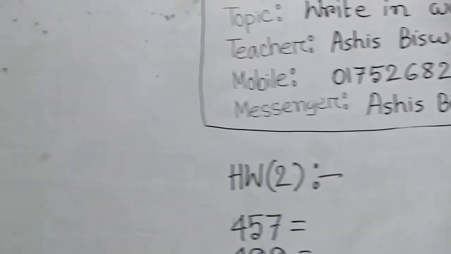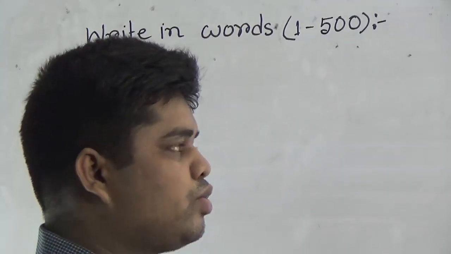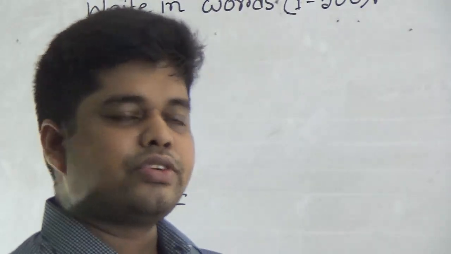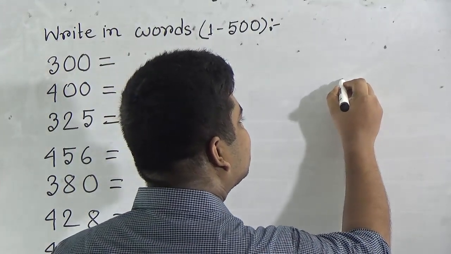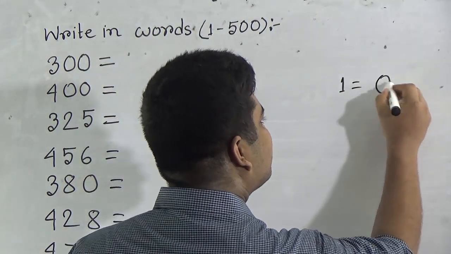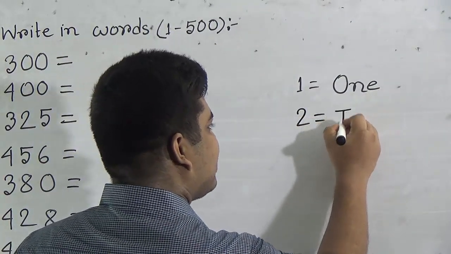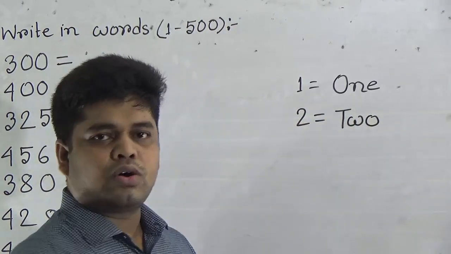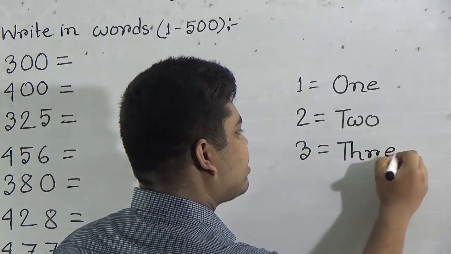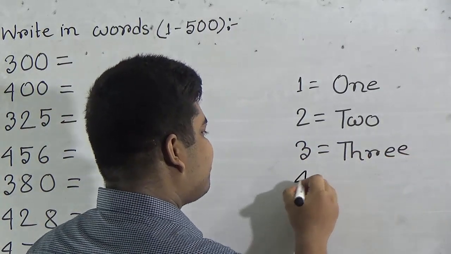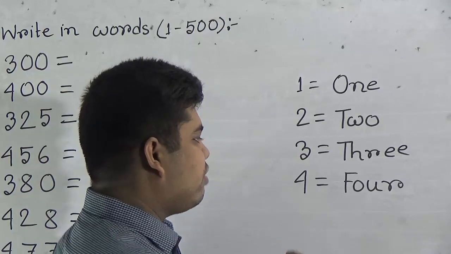Before starting our class, we need to know the spelling of 1, 2, 3, 4, 5 up to 9. So, let us start. What is the spelling of 1? The spelling of 1 is O-N-E. The spelling of 2 is T-W-O. The spelling of 3 is T-H-R-E-E. The spelling of 4 is F-O-U-R.